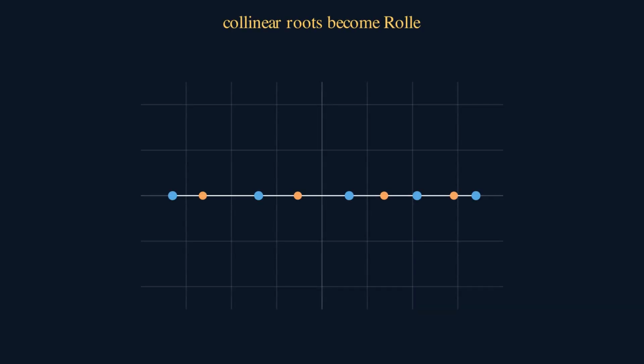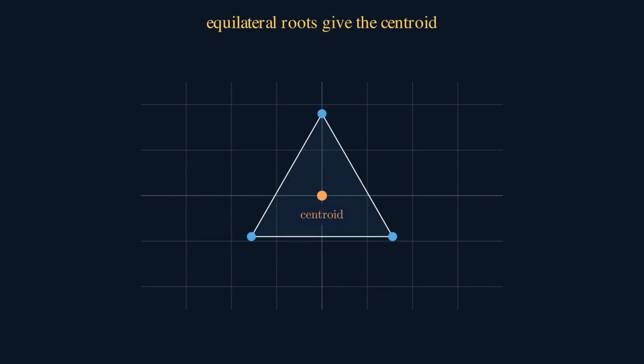The same theorem handles every edge case. Push all the roots onto a single line and the hull collapses to a segment. The statement becomes Rolle's theorem all over again. Place three roots at the vertices of an equilateral triangle and the two derivative roots coincide at the centroid. Every degenerate configuration respects the cage.